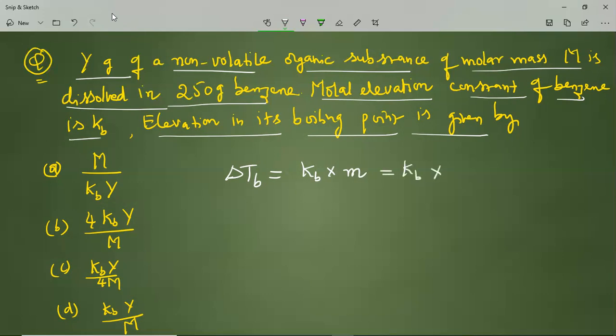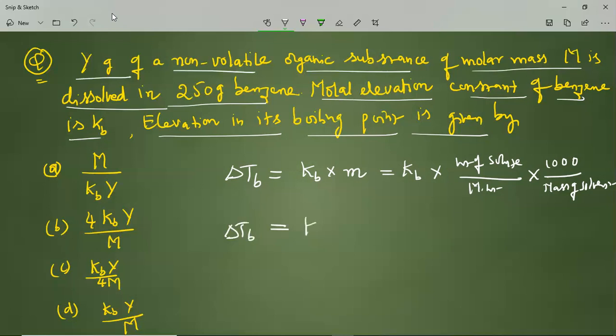If you expand the molality, Kb into molality is the weight of solute. In the question, the weight of solute, that is Y grams, is given. We will substitute that by the molecular weight of solute into 1000 by the mass of solvent in grams. So the elevation in boiling point will definitely be equal to Kb, which remains the same.